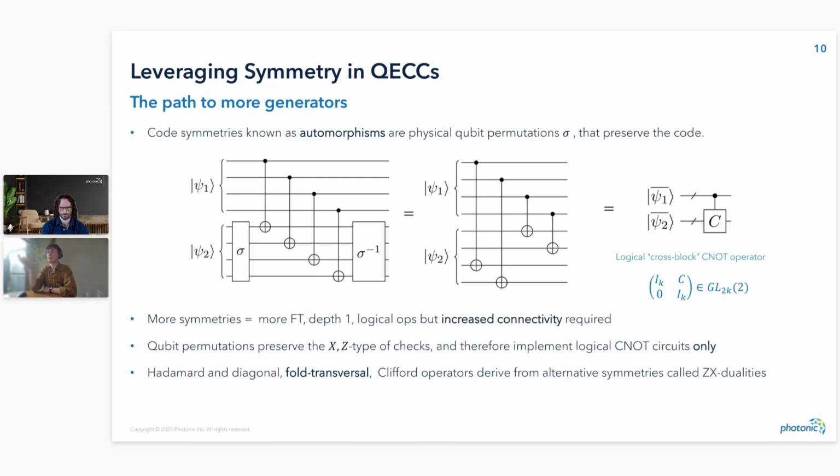But the win here is that basically at the physical level, it's still fault tolerant and still depth one. So more symmetries means more of these nice implementations. It does, of course, mean that we will require more connectivity. So qubit permutations preserve the X and Z type of our checks. So they will only implement logical CNOTs, but there are other types of symmetries called ZX dualities that implement different flavors of Cliffords, for example, Hadamards or diagonals.